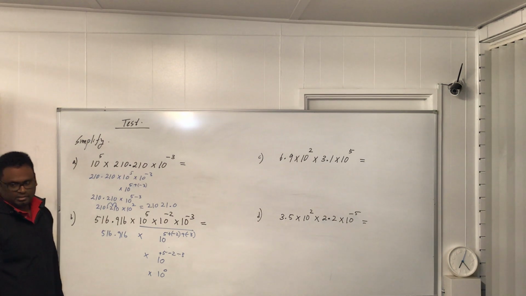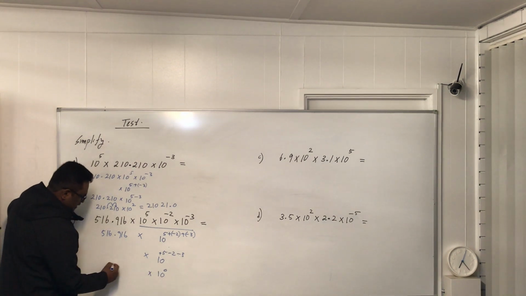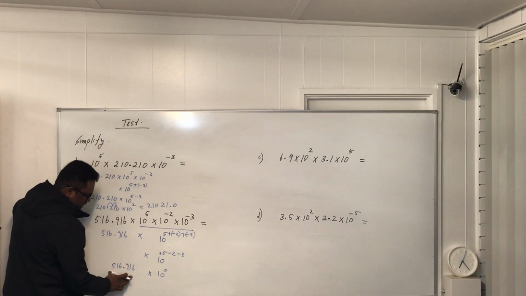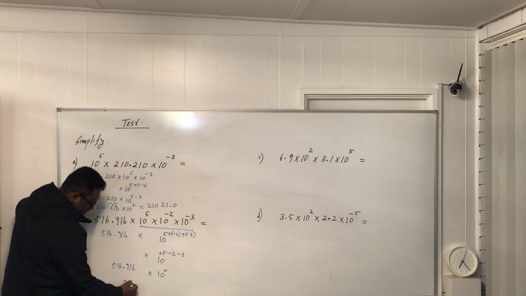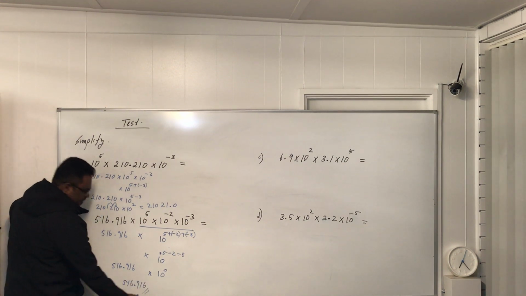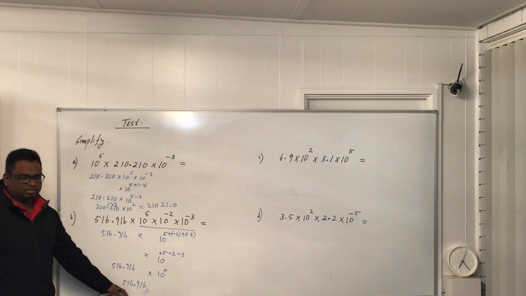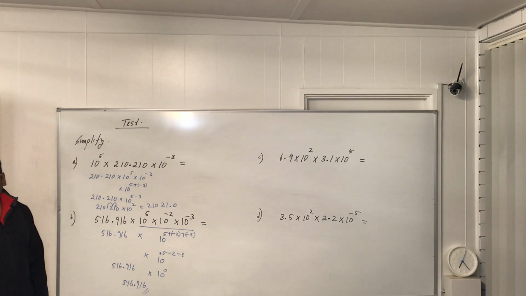So 10 to the power 0 is 1. So this is going to be 1. So 1 times this one is what? Same answer, right? That's the answer, because this is 1, and 1 times this thing is equal to the same thing.